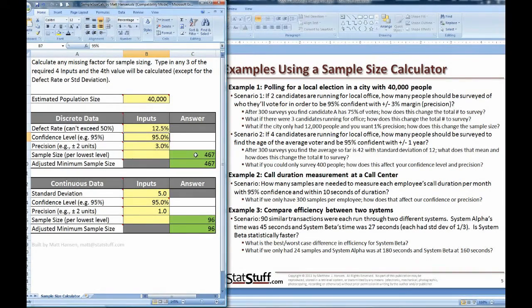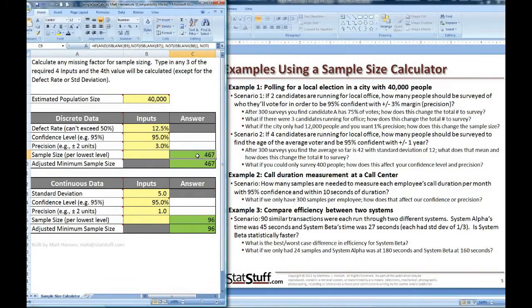Now, what this is doing is telling me how many samples I need to collect in order to have 95% confidence with this level of precision that one or more of my discrete values is different than the others. In this example, we're saying candidate A has 75% of the votes. So I only need 467 samples in order to prove that candidate A is the far leader and very different from the other group.